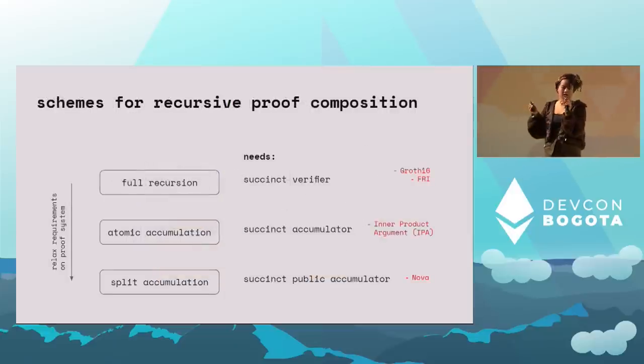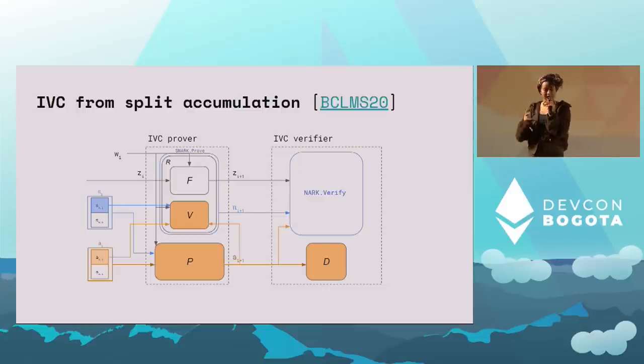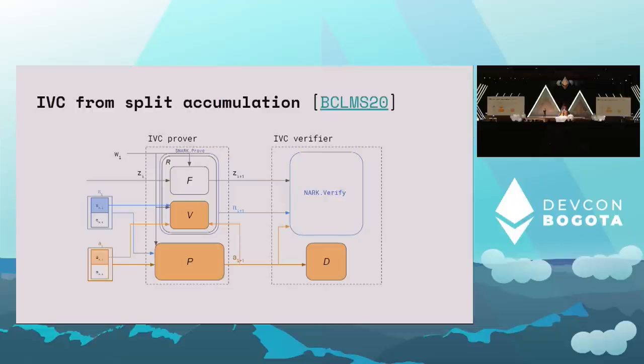Now, from here to atomic accumulation is just a small step. It's just splitting up your accumulator and your proof instance into a public and private part. And now the recursive verifier gets even smaller, and it concerns itself only with accumulating the instances, the public parts, and it does not have access to the private parts of the accumulator. Rather, it relies on the prover to provide some commitments to the private parts, which it then performs accumulator checks on.